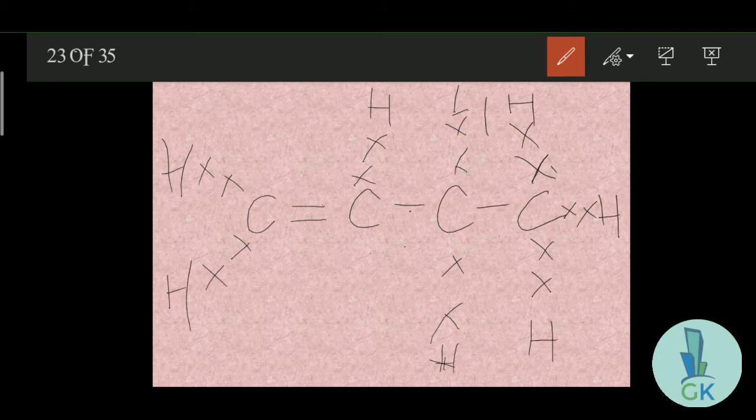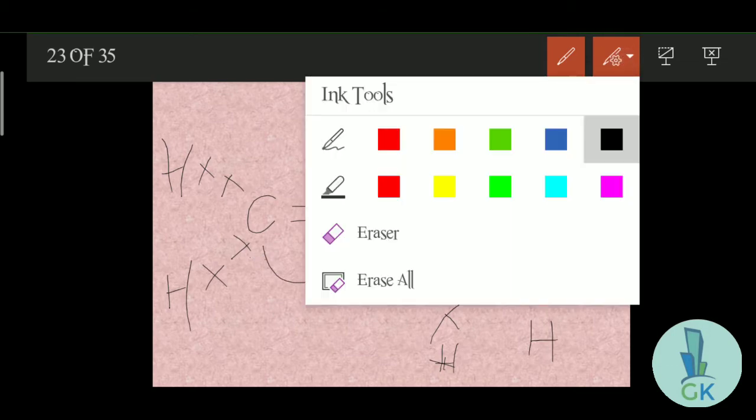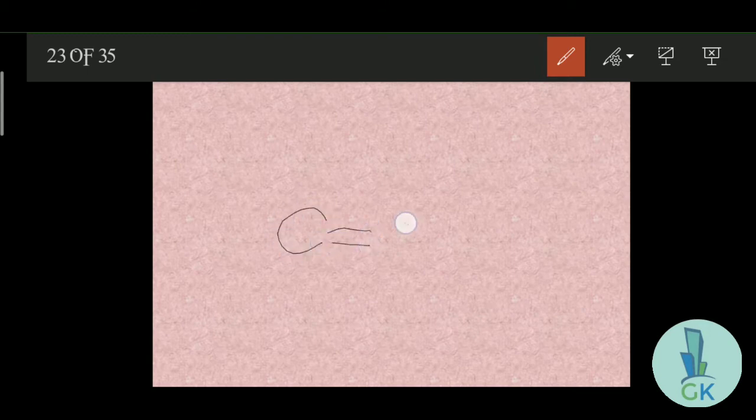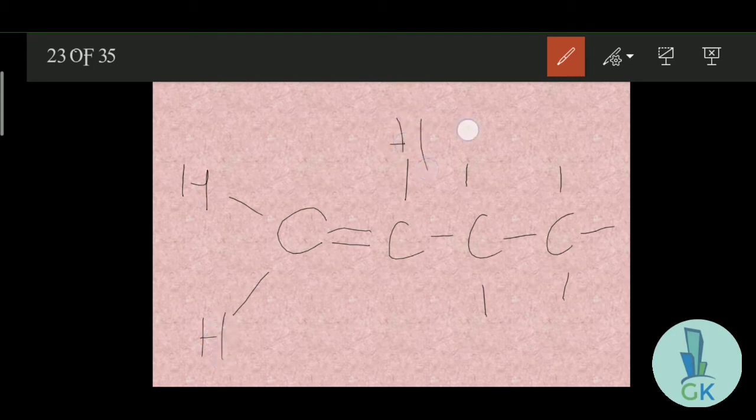So see, a double bond is there, two carbon atoms are shared by a double bond, and the rest are single bonds. So simply we can say the structure to be like this. Okay, so these single bonds, they have hydrogen on the side. I hope this is clear. This is the structure for butene, C4H8.